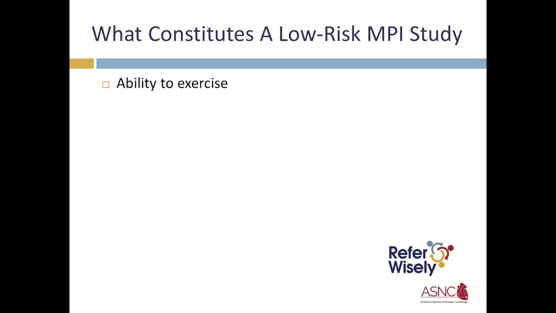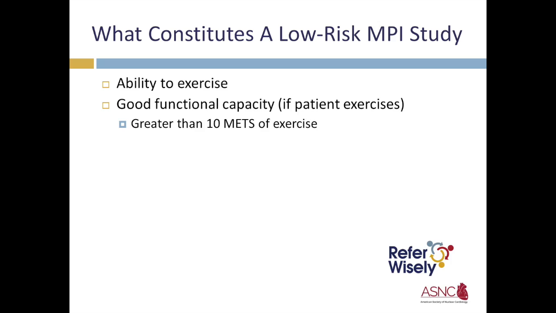I think it's important to review what constitutes a low-risk myocardial perfusion scan. Number one, the ability to exercise is associated with a more favorable prognosis than for those patients who cannot exercise and need to undergo pharmacologic stress. Once the patient is able to exercise, functional capacity also predicts low risk. Achieving greater than 10 METs of exercise is associated with low risk. And low-risk treadmill findings, particularly at a workload of greater than 10 METs, are associated with an even lower risk. This includes a normal ST segment response, normal blood pressure response, and normal heart rate response.